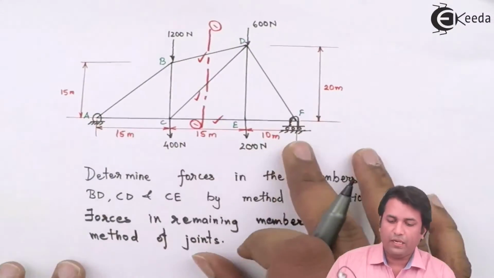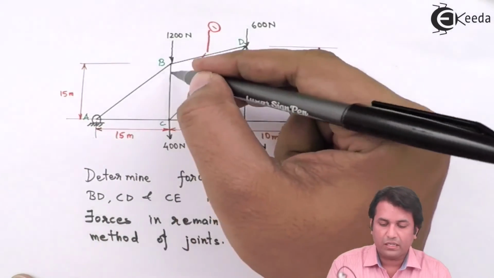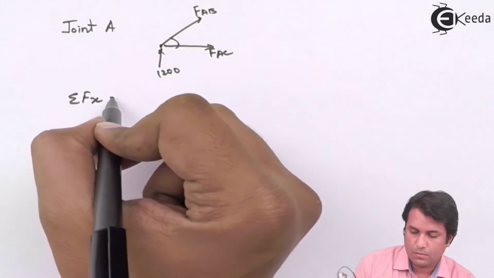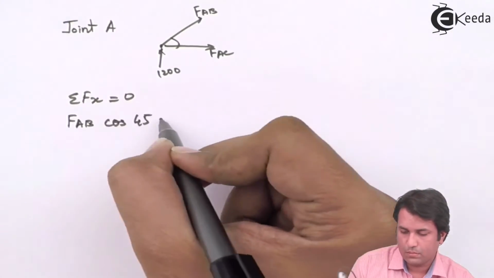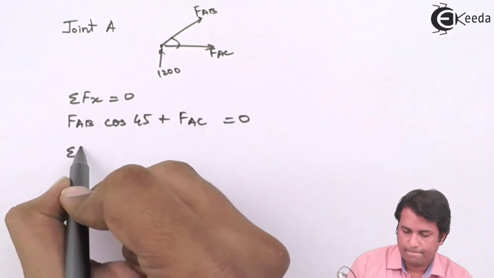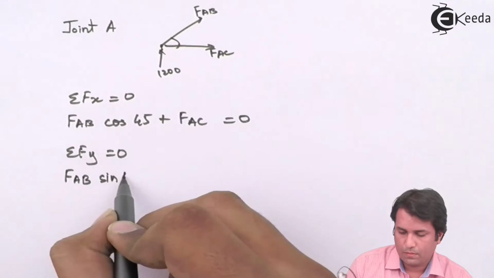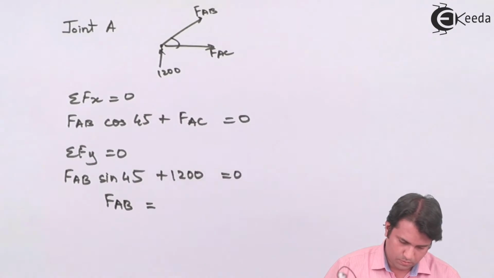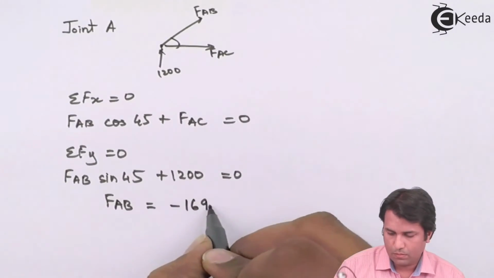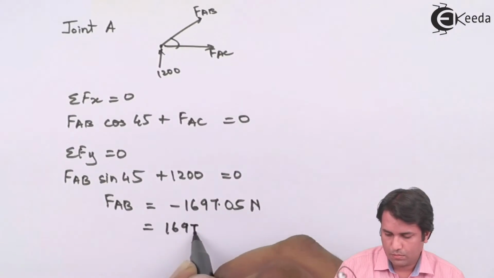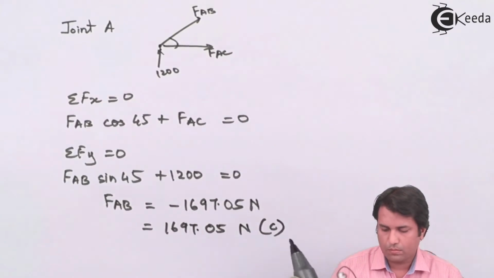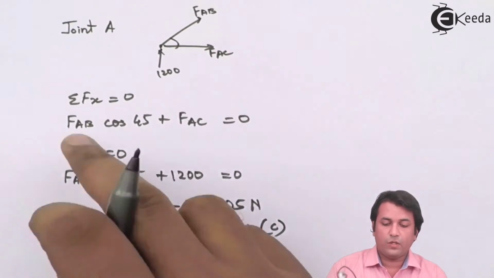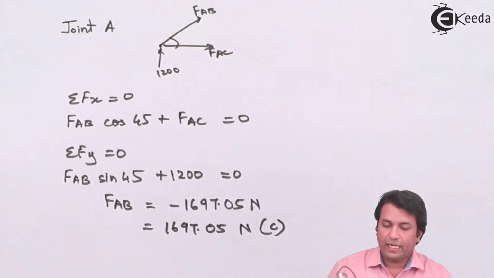The angle of the force AB will be 45 degrees because this length is 15 meters and this length is also 15 meters. The nature of the force in the member AB is compressive. Now if I substitute this value over here, I can find out the force in the member AC.